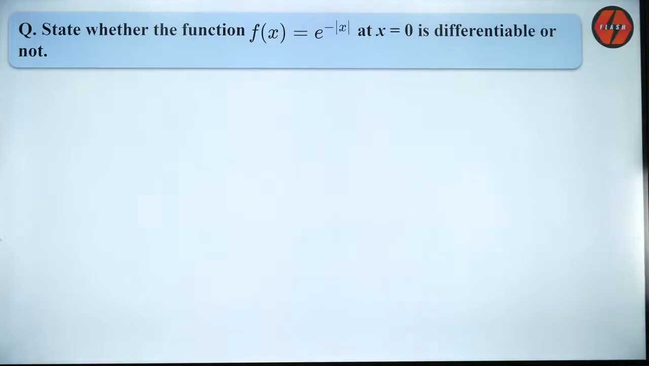Everybody says differentiable. Okay, let me check. Everybody is so confident. Sir, it is differentiable, sir. Banu is like, sir, no sharp edge.